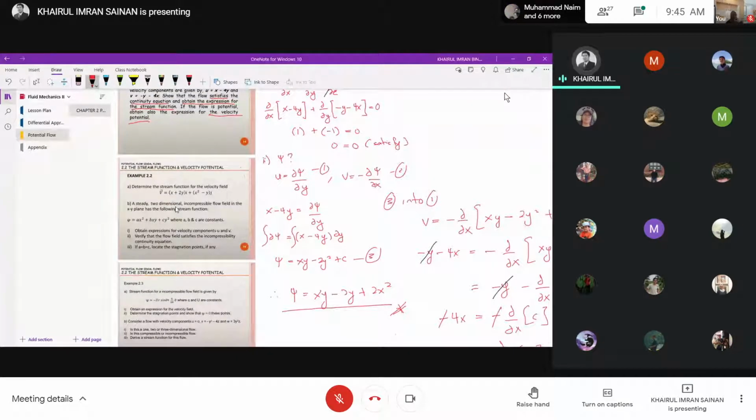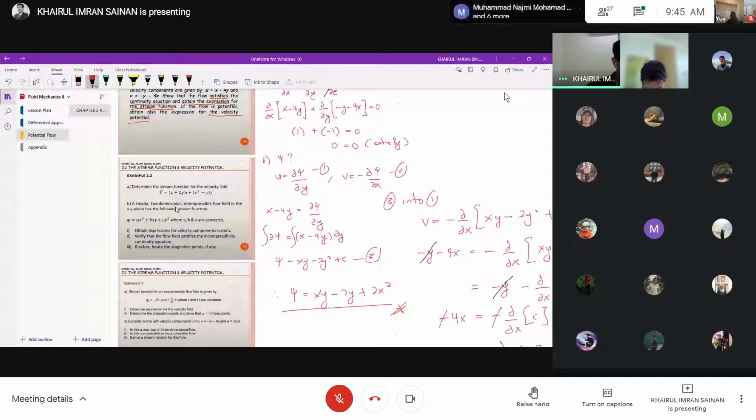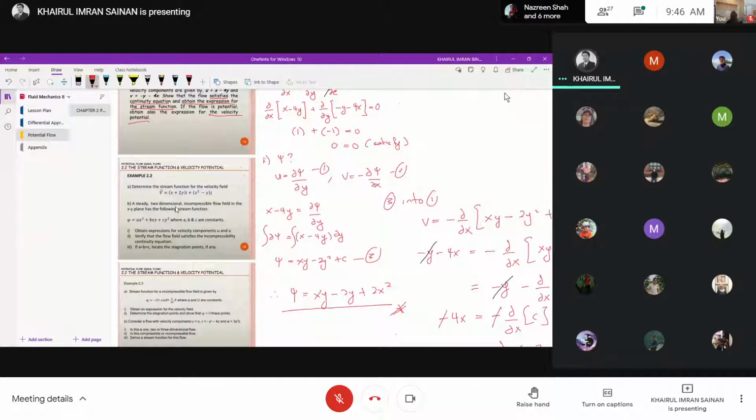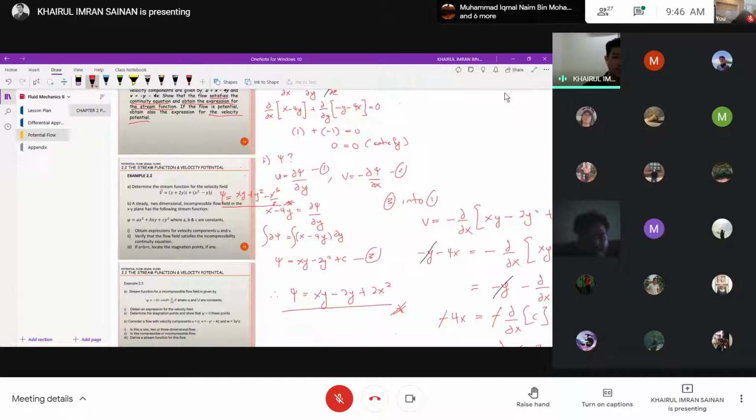Now we go to example 2.2, which is also Cartesian, so I'm going to give you the answer for this. You can try this at home. You are at home now, right? Determine the stream function. The answer would be, with x squared plus 2y squared, psi equals to xy plus y squared minus x cubed over 3. So that is the answer for A.